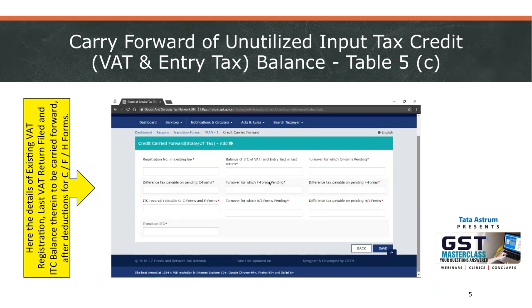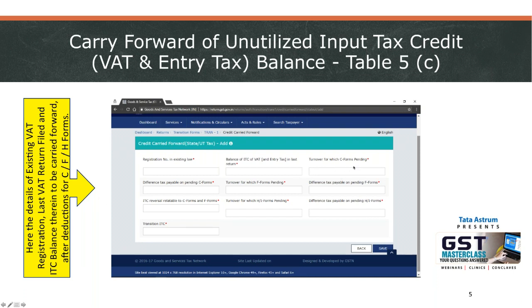Next is 5C. The 5C speaks about amount of tax carried forward to credit ledger as state tax. So if you are carrying forward VAT credit, then you have to fill in 5C. Like 5A was for excise and service tax, 5B was for C form, H form, F form and I form for which credit is still being carried forward, and 5C is the amount of VAT credit which you are carrying forward. And what are the details? They are asking for your existing PIN number under VAT, the balance as per the last return, the turnover for which the forms are pending, and the differential tax payable.